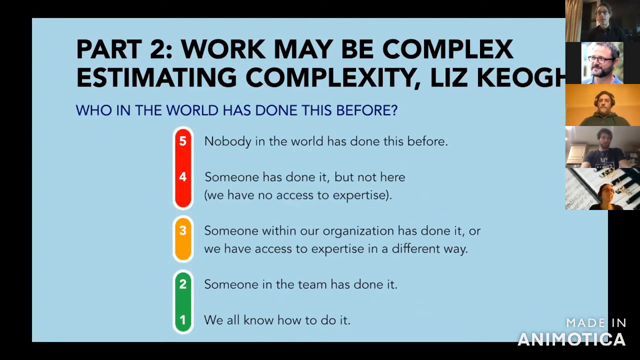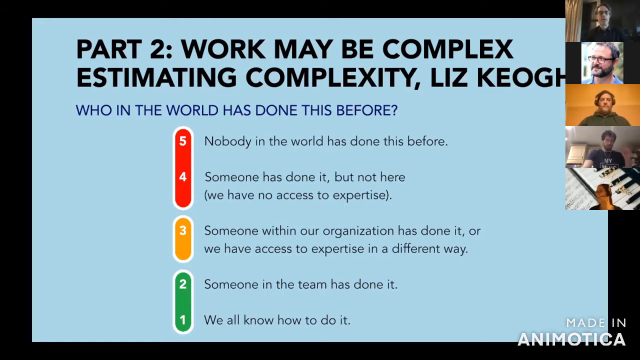The practice described by Liz Keogh approaches the idea of assessing the degree of complexity based on the question, who has done this before in the world? And she suggests a scale that goes from 5, nobody has done this before ever, to 1, we all know how to do it. Liz suggested using this scale to make an estimation of the work that we have to do, the capability that we have to build, or the user stories and the epics that we have in our backlog.